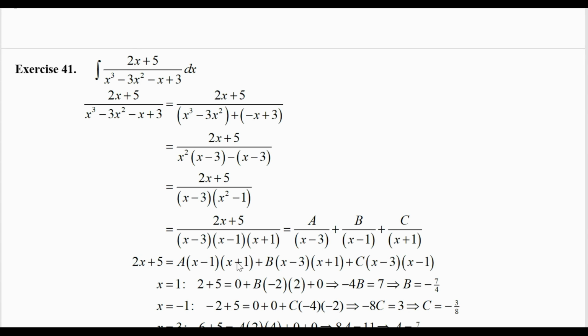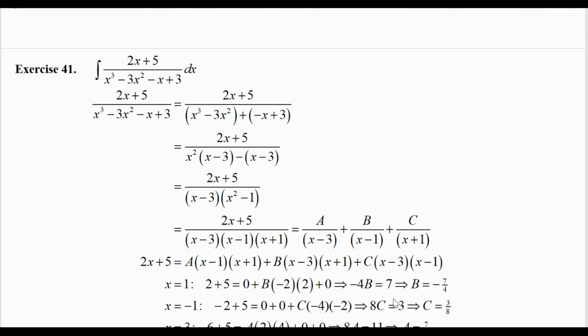All right, let's annihilate some stuff by putting in x equals -1. That's going to wipe out the A here. It's going to wipe out this term. So both of those are 0. -1 minus 3 is -4. -1 minus 1 is -2. So that makes positive 8C. Another sign mistake. Oh my goodness. All right, that's fixed. So 8C equals 3, so C is 3/8.